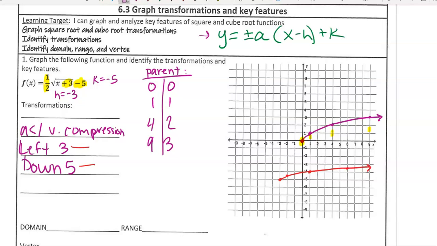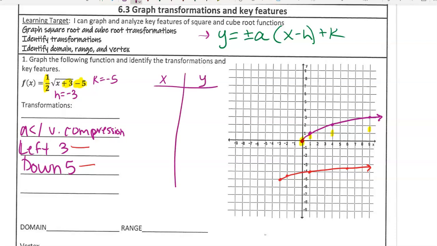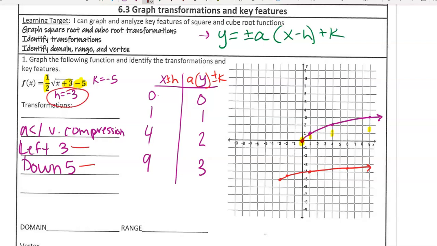Okay. The other way to do that, let me rewrite this parent function graph. The other way to do that is to start a table of x and y. To the x, we will add or subtract the real value of h. Y gets multiplied by a, and we add or subtract k. So in this case, our original function points were x values 0, 1, 4, 9, and the y values were 0, 1, 2, 3. Okay, so our h is -3, so we're going to subtract 3 from each of these.